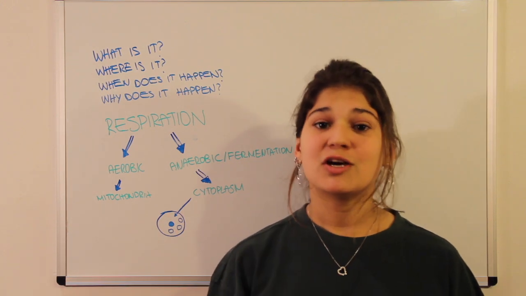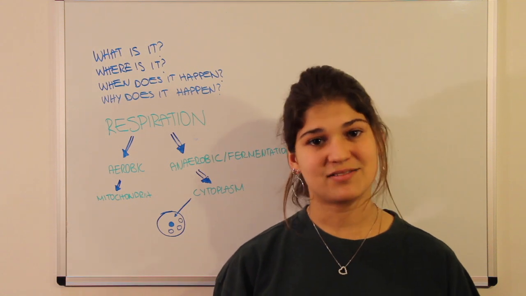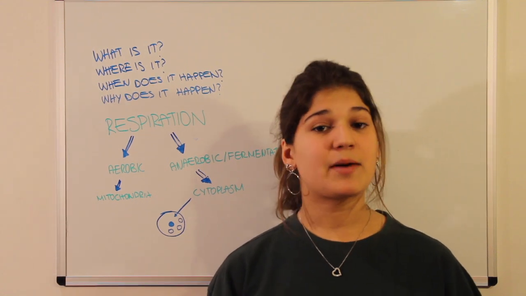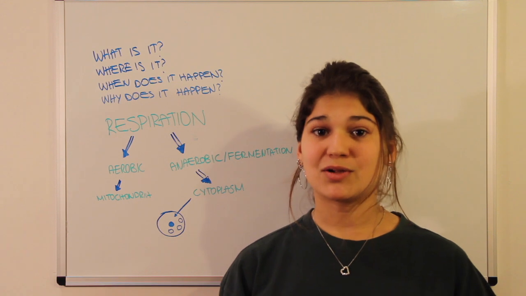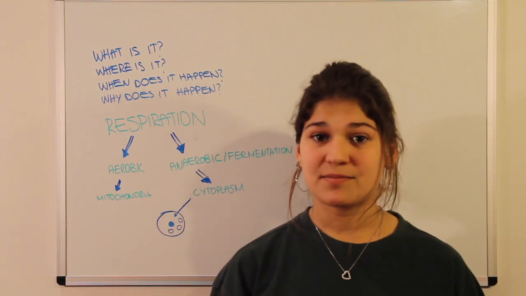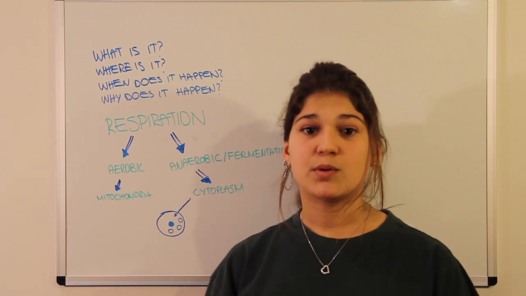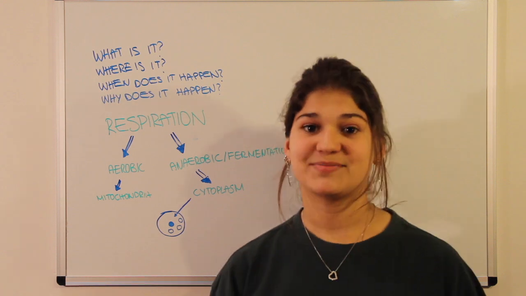Anaerobic respiration doesn't need oxygen and takes part in the cytoplasm of living cells. Also, after the chemical reactions, the results are different. Even though they both produce ATP, aerobic respiration also produces CO2 and water.